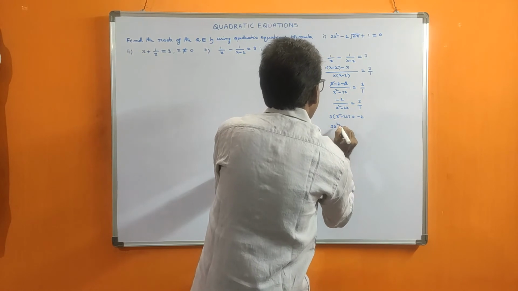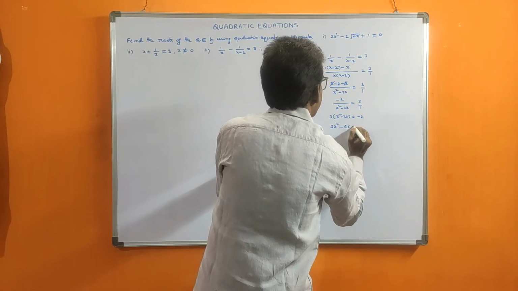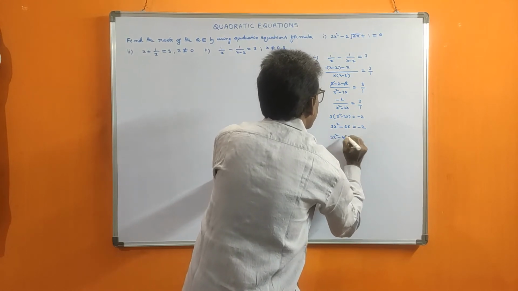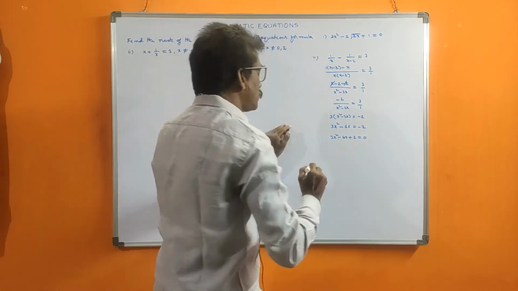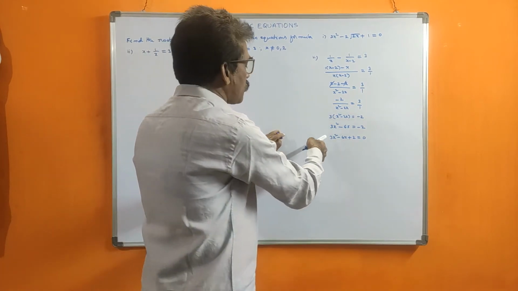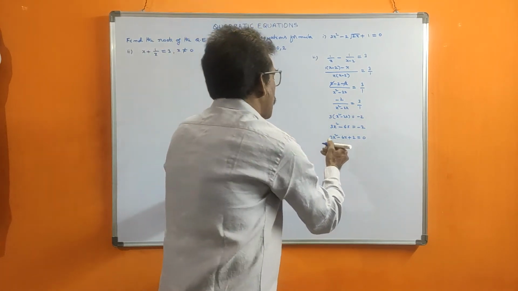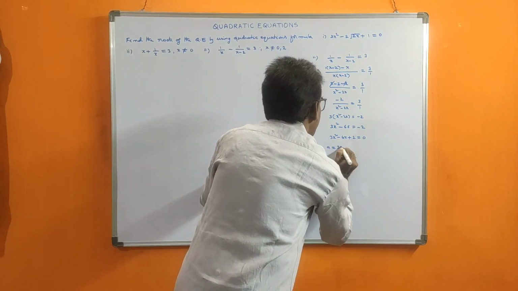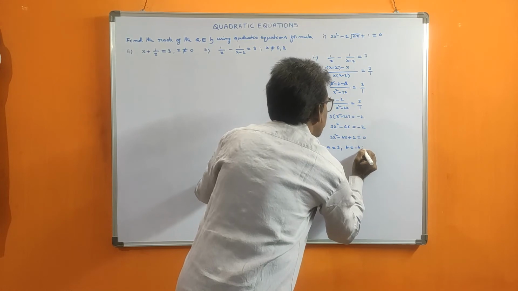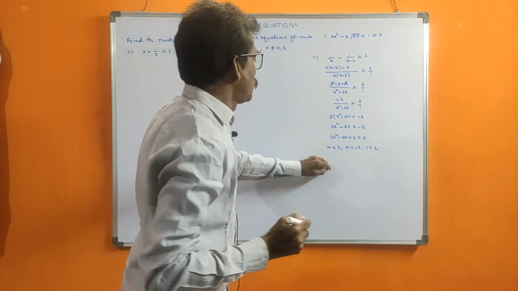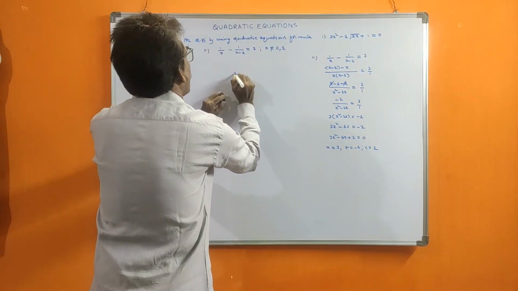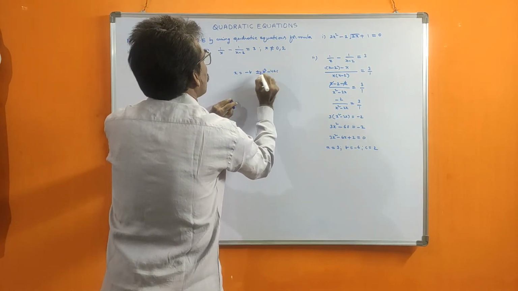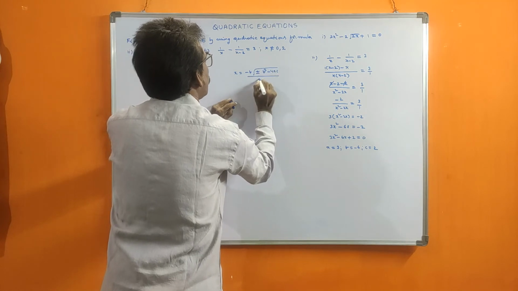So this is 3x square minus 3 2s are 6x is equal to minus 2. So 3x square minus 6x, bring this to this side, plus 2 is equal to 0. We should solve not by the factorization method but by the formula. That's why now it is in standard form. That's why a is equal to 3, b is equal to minus 6, c is equal to 2. By using these values, substitute in the formula x is equal to minus b plus or minus root of b square minus 4ac, by 2a.